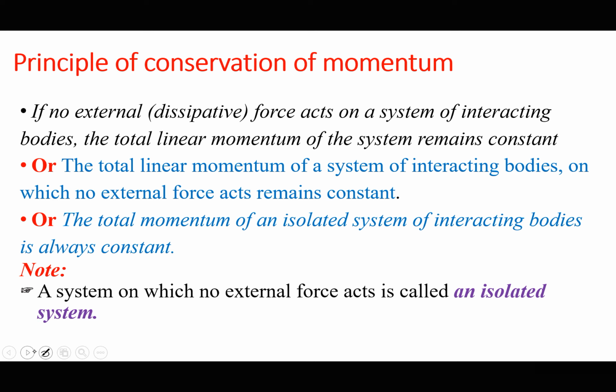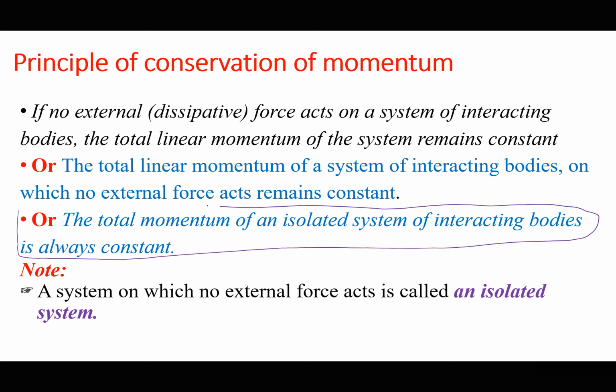So that is called isolated. Many times my students prefer to state the last statement because it's the easiest and the shortest: the total momentum of an isolated system of interacting bodies is always constant. Do not forget to say it is conserved. So that is the principle of conservation of momentum, and this principle is going to be very important for the remaining part of this topic.